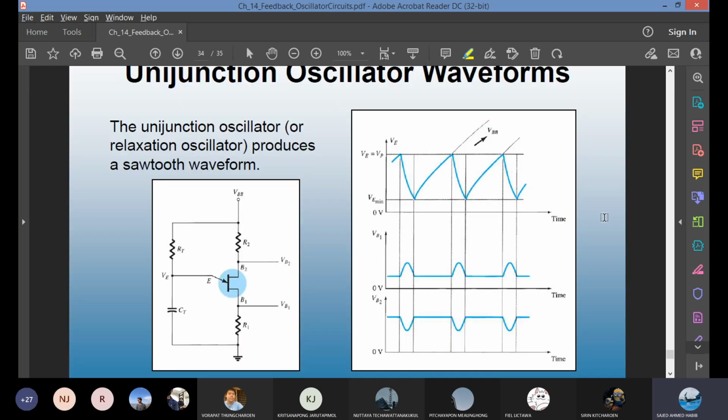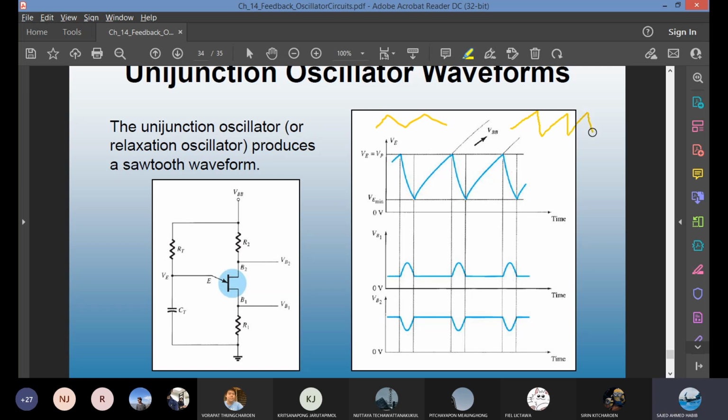This is an example of the waveform. The unijunction oscillator is still an oscillator, so it provides an oscillation. But what type of waveform? This one is called a sawtooth. Triangular is like this. The sawtooth is like this, a slope and then less.